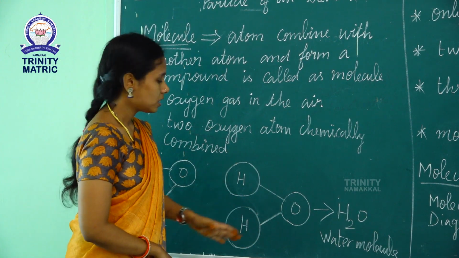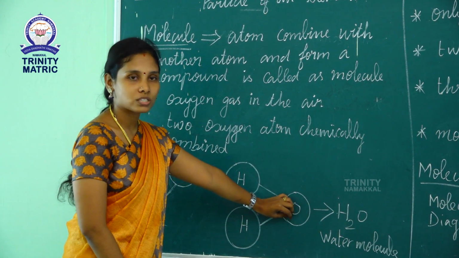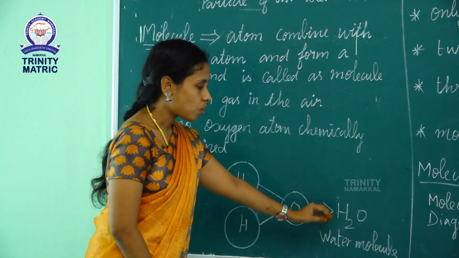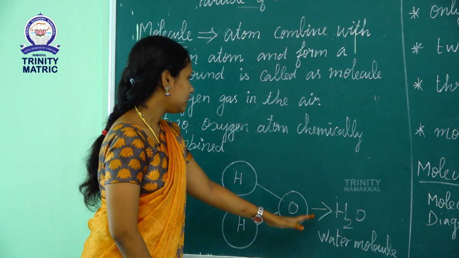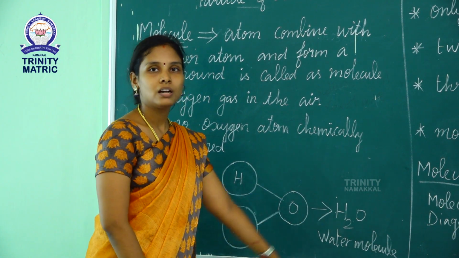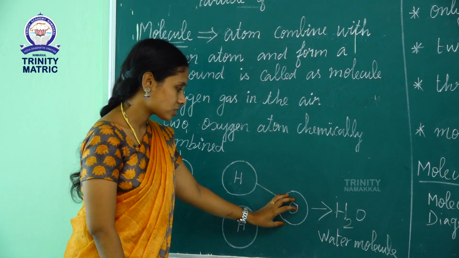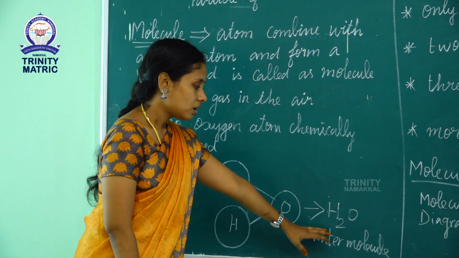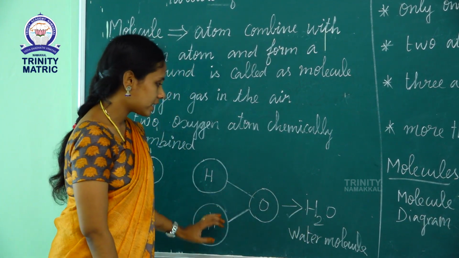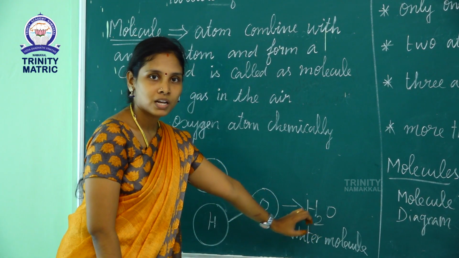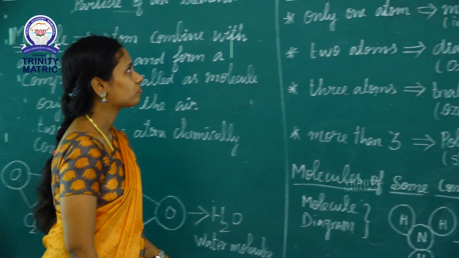Another example, H2O. Two hydrogen atoms combined with one oxygen atom give a water molecule. It means chemically combined water molecules. Two hydrogen atoms and one oxygen atom combined give the water molecule, H2O.